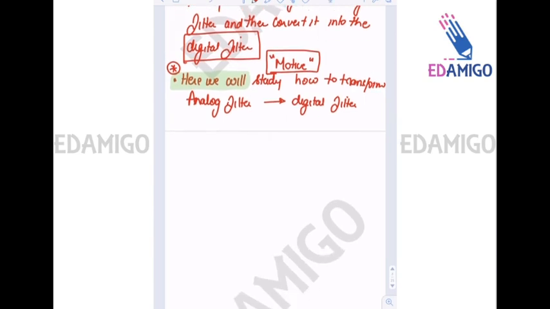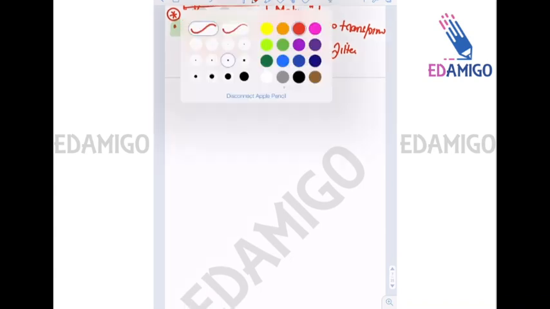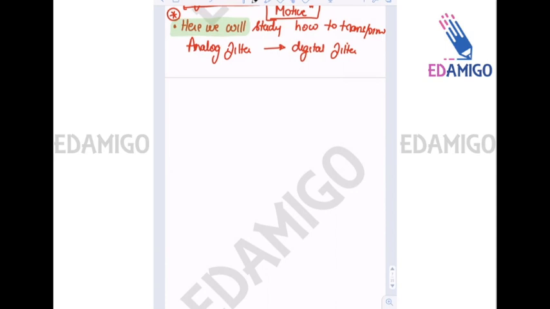The question that will be asked will be in this format only: the analog filter will be given and it has to be converted into the digital filter. Since there are three methods to convert this, we will be studying all three methods in the lecture series, and that will be sufficient for you. Now, first of all, let's look at the requirements for transformation.